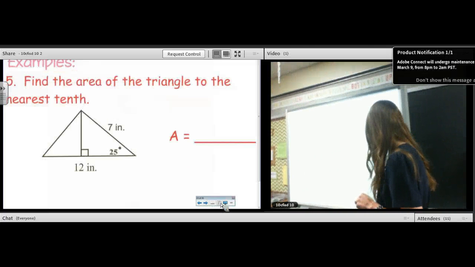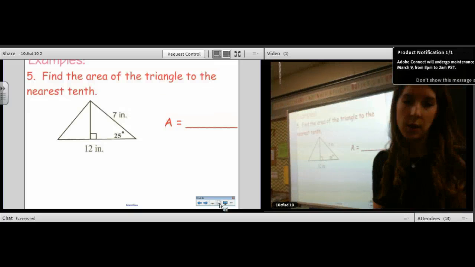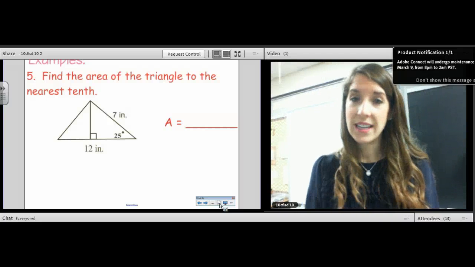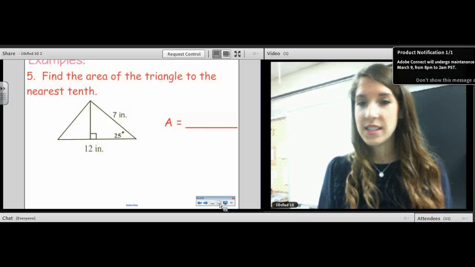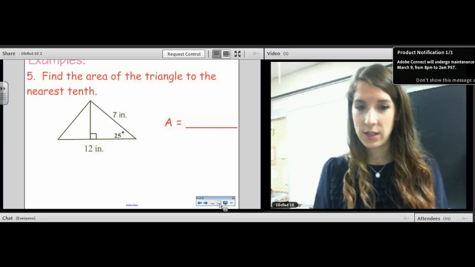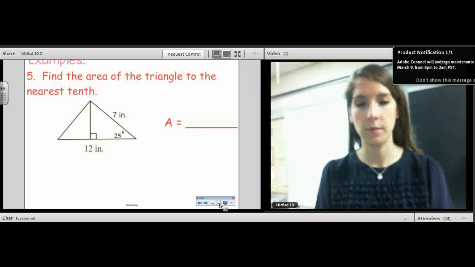Very good. Uh-oh. What's going on here? Find the area. So area only this time. I will give you a hint. That altitude does not cut that side in half. So it's not 6 and 6. Be careful about assumptions. That's not an isosceles triangle. Therefore, that altitude does not cut that 12 in half.